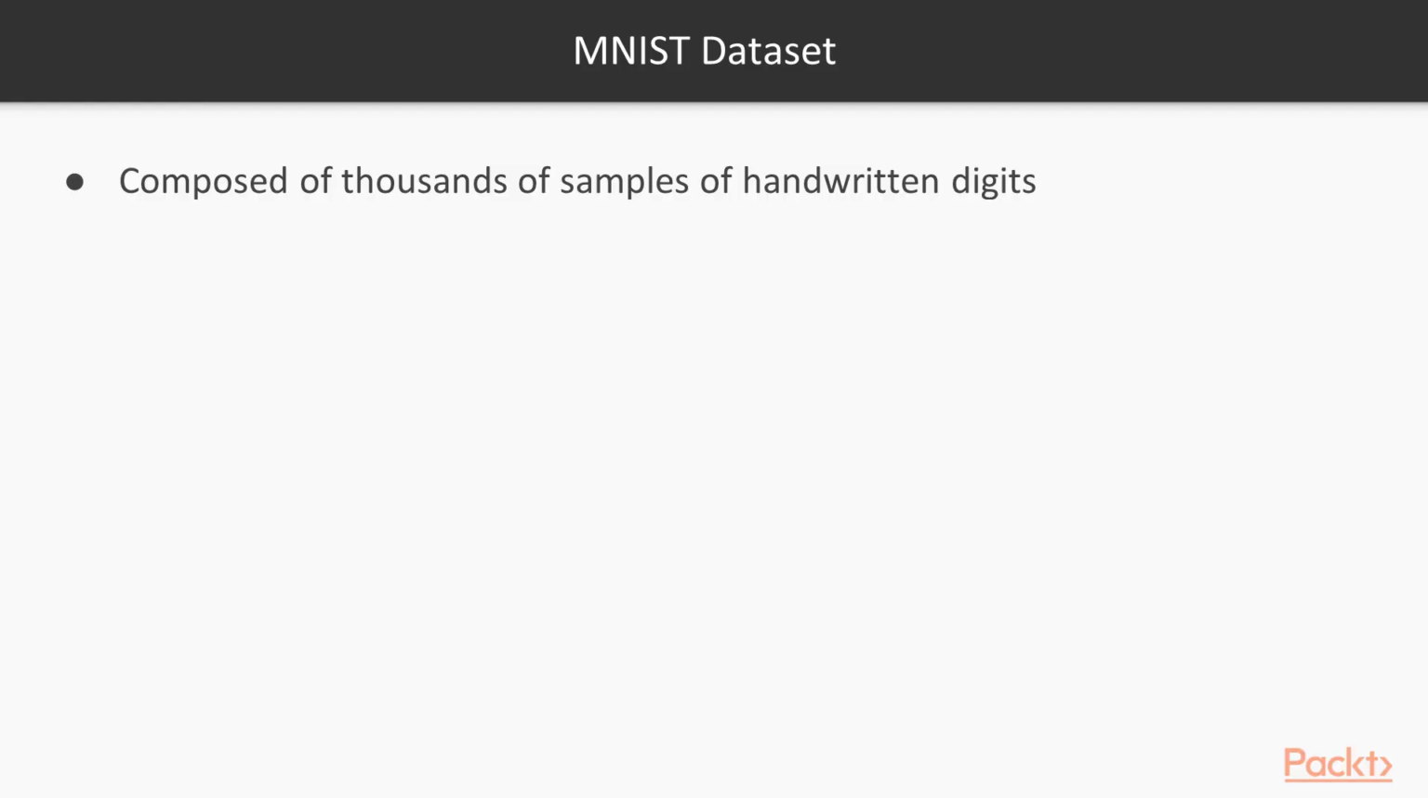One of the most common datasets used for image classification is the MNIST dataset, which is composed of thousands of samples of handwritten digits. The Modified National Institute of Standards and Technology, MNIST, is, according to Yann LeCun, Corinna Cortes and Christopher J.C. Burges, useful for many reasons. There are several methods to import the MNIST images into your Jupyter notebook. We will cover these two methods in this section.